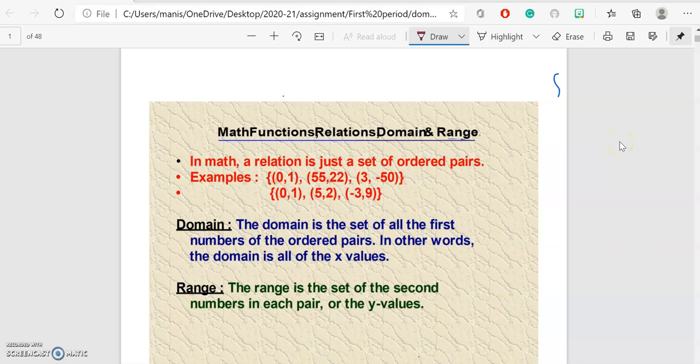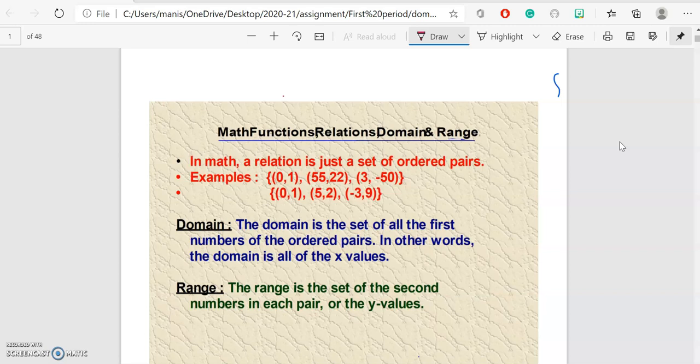Our learning target of the day is students will be able to find domain and range from the given relation and will be able to represent domain and range in the form of a table, graph, and mapping diagram.